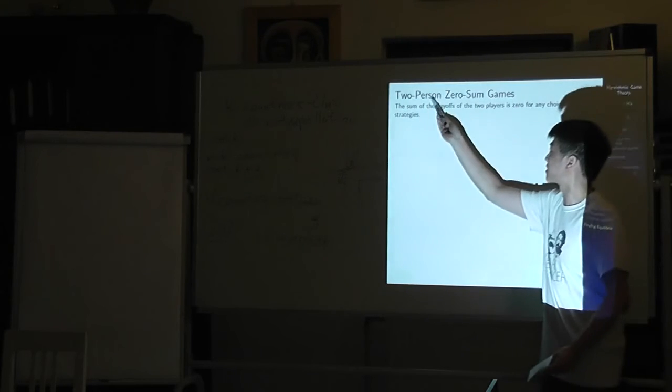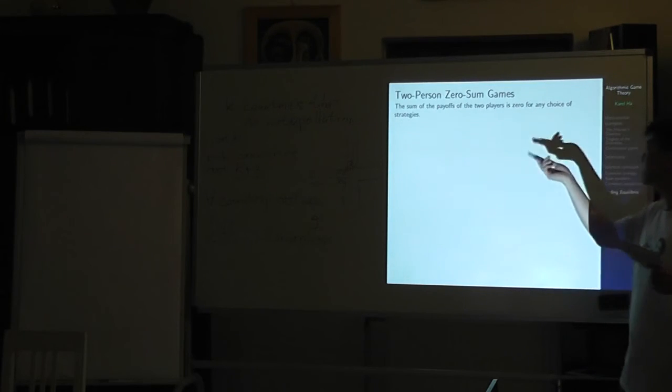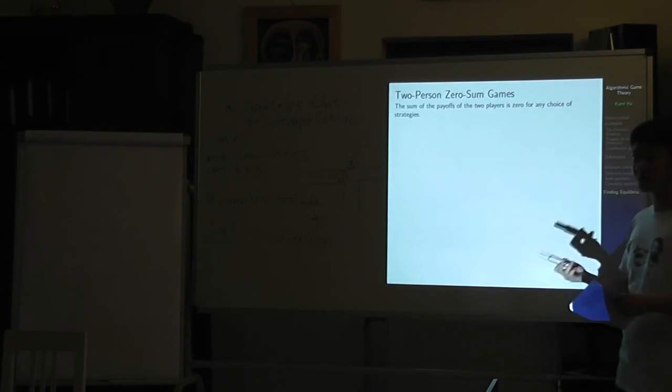this is basically the special case of games which can be solved in polynomial time: two-person zero-sum games, which means that if you sum the payoffs of the two players for any choice of strategies, you get zero. Or in human language, what one wins, the other loses. A nice example of a two-person zero-sum game is poker with two players. So what one wins, the other loses, right?